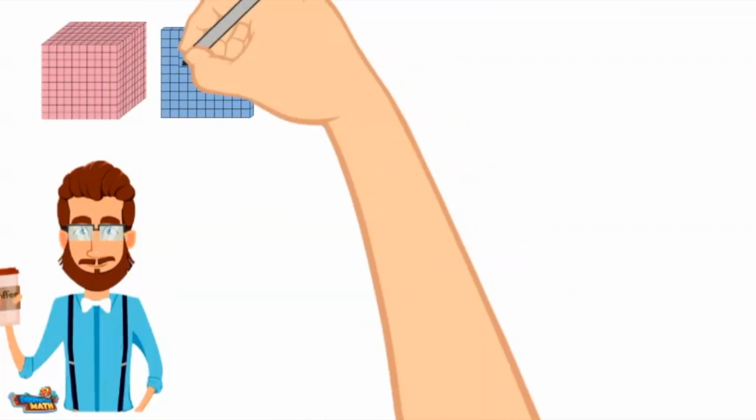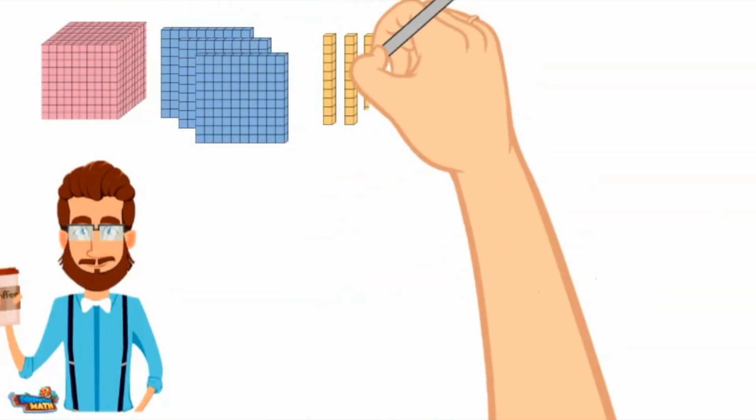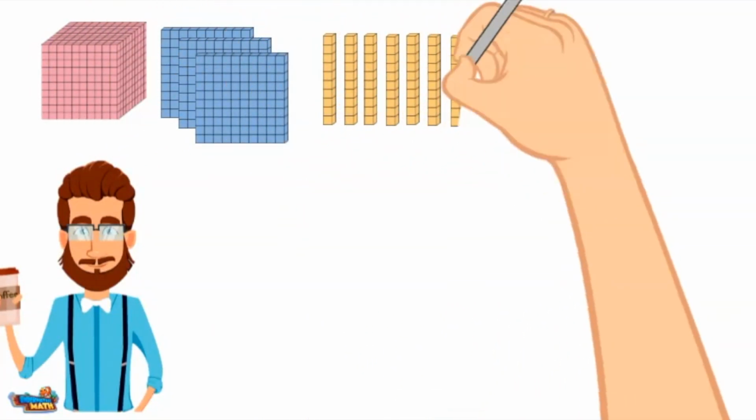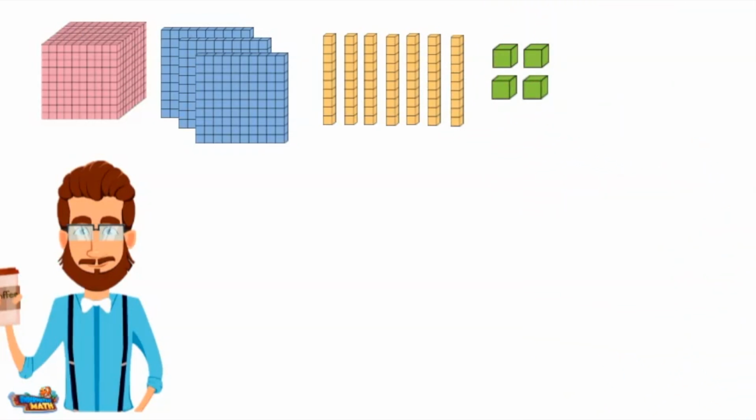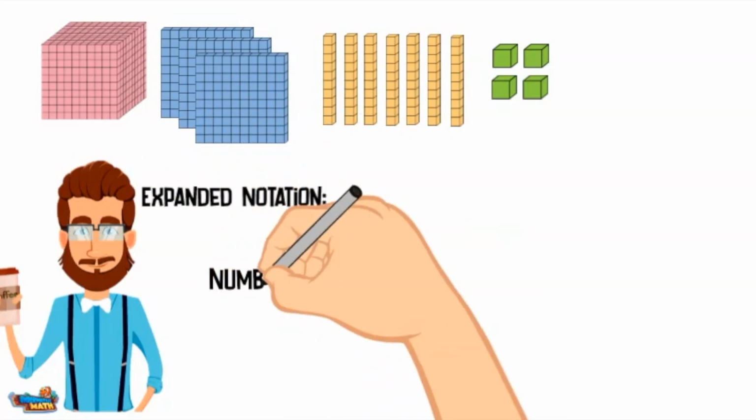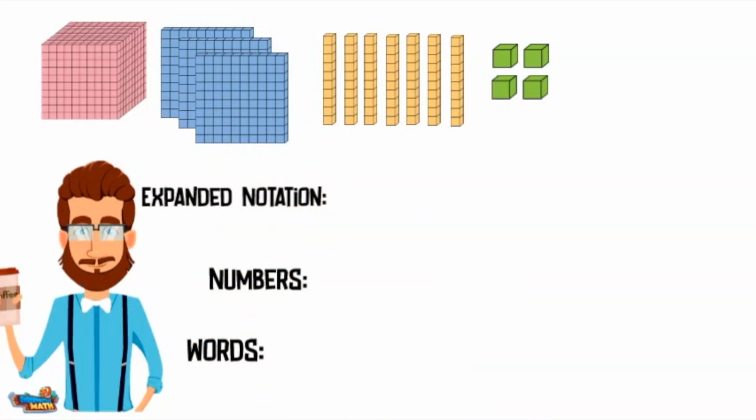Here is a model. There is 1 whole, 3 blue groups of tenths, 7 yellow groups of hundredths, and 4 thousandths. I am going to show you how to write the decimal in expanded notation, with numbers and with words. Starting with expanded notation, we simply multiply each digit by the place value they are in. There is 1 whole. We multiply 1 times 1.